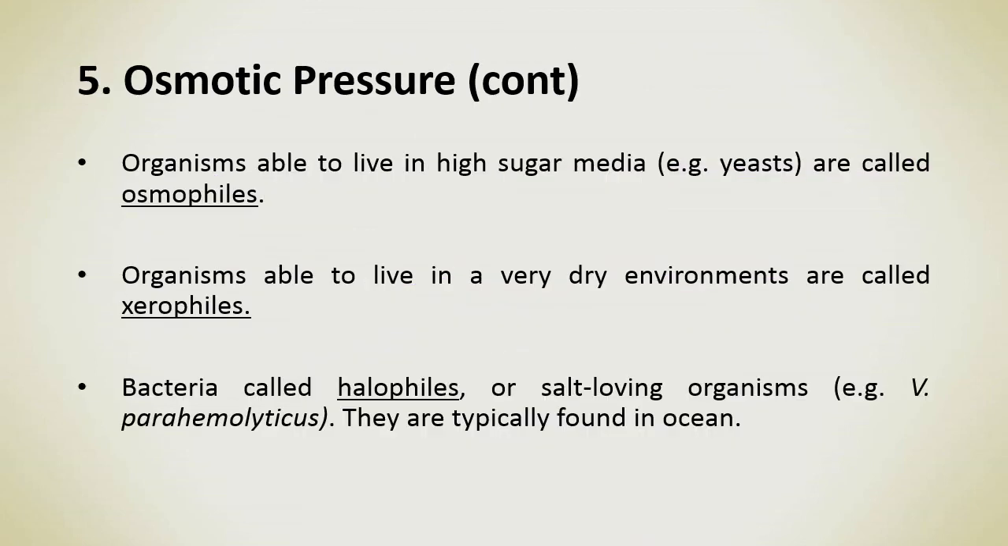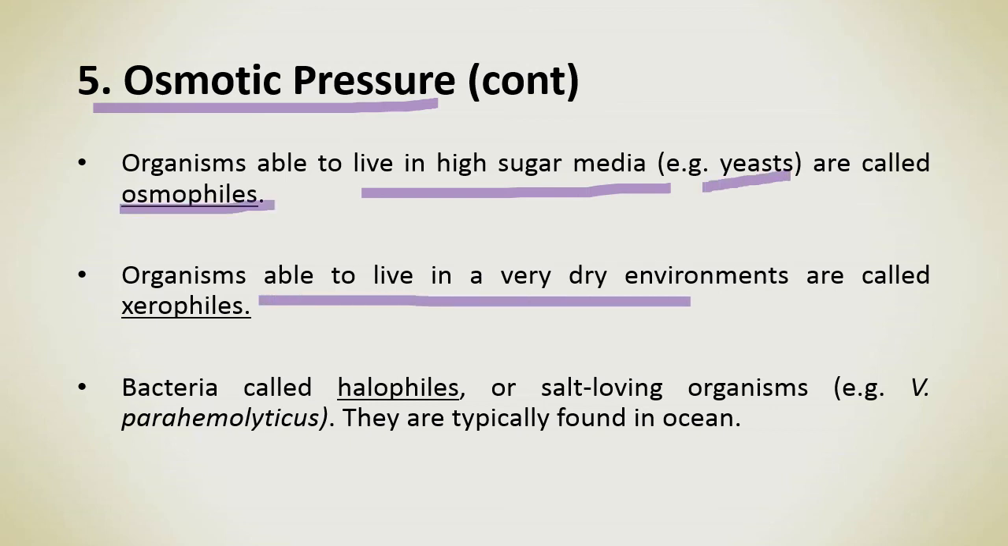Bacteria can also be grouped based on their osmotic pressure adaptability. Organisms that live in high sugar media we call osmophiles, for example yeast. Organisms that are able to live in a very dry environment we call xerophiles. Organisms that love to live in salty conditions, or salt-loving organisms, we call halophiles. One example is Vibrio parahaemolyticus, which can cause gastroenteritis. Usually these bacteria are transmitted to humans through the consumption of raw or undercooked clams and oysters.